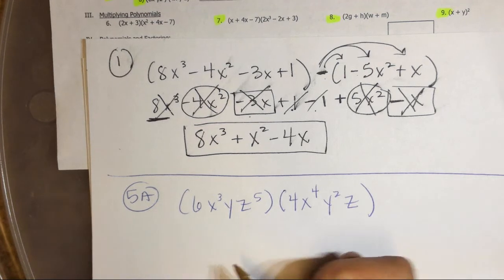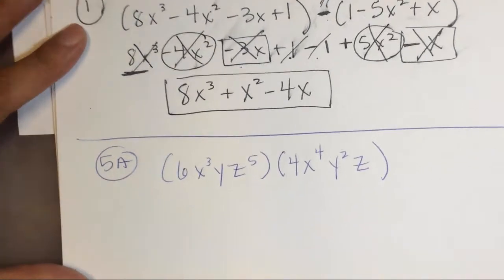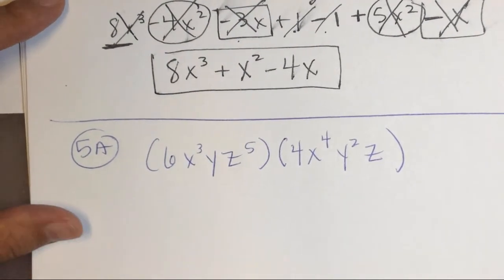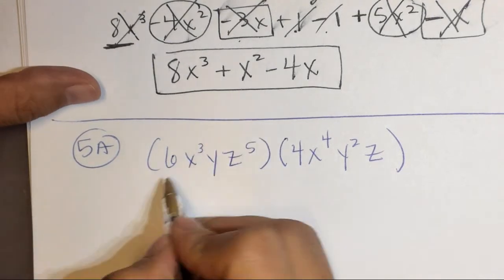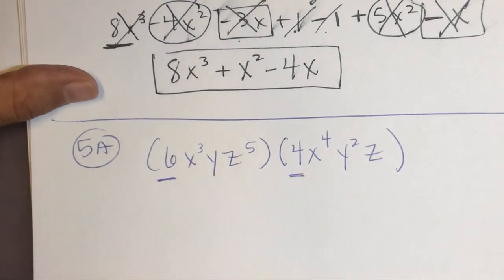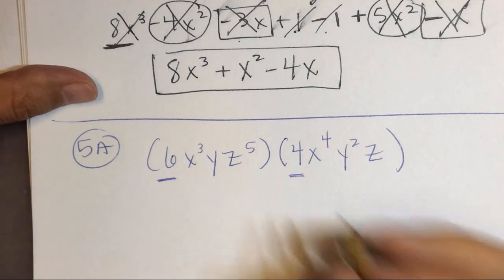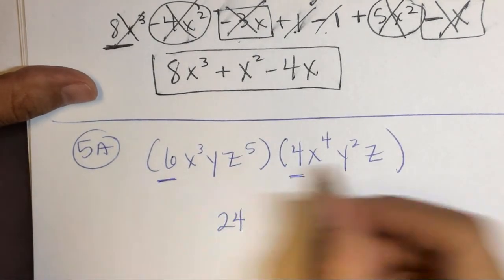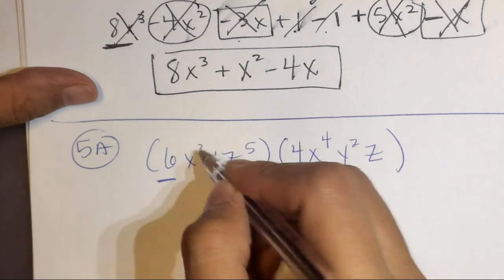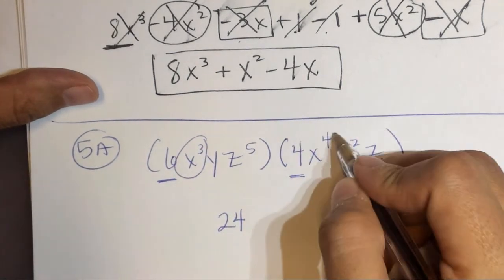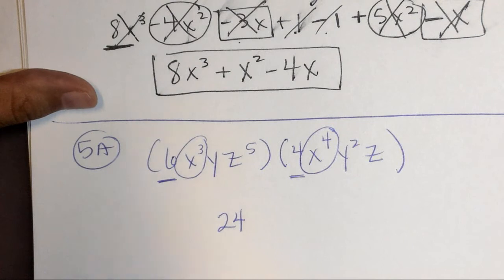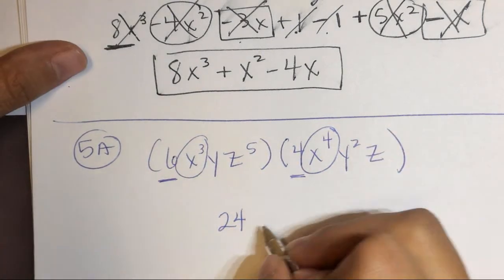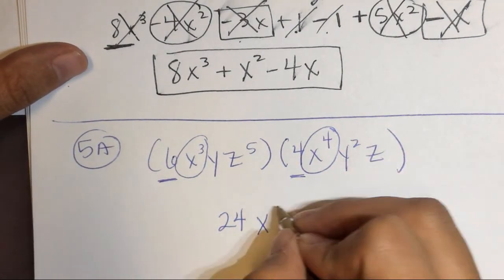So right here, first thing I'm going to do for number 5a, look at the numbers since we're multiplying. First multiply your whole numbers. So 6 times 4 is 24. And then now that I've done the numbers, we're going to look at the x's. So you have x cubed times x to the 4th. When you multiply, you add the exponent. So it's going to be x to the 7th.